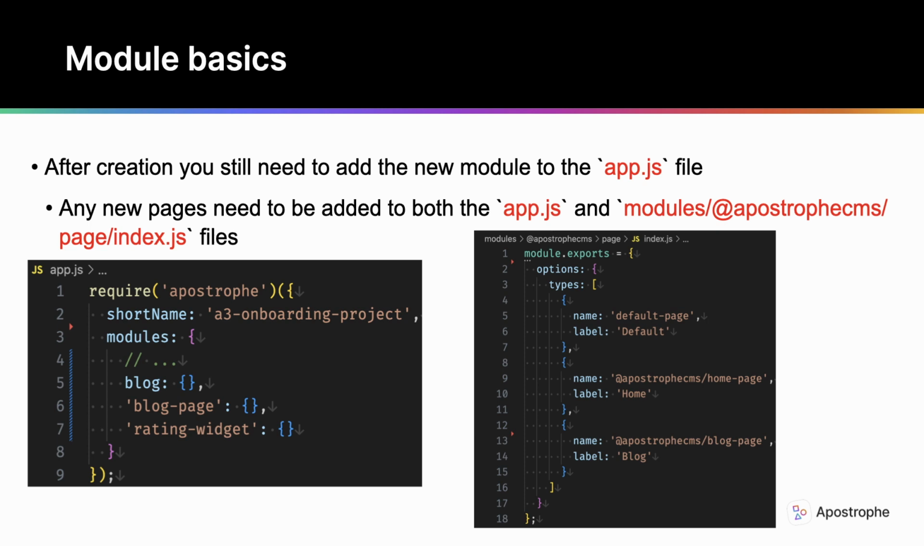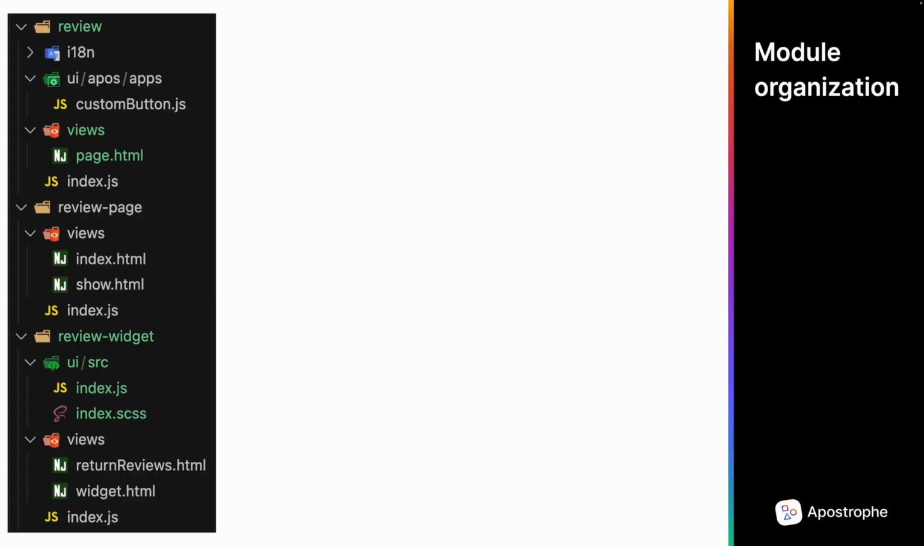The CLI tool does not alter the app.js or modules/@apostrophecms/page/index.js files. So you will also have to add your new module to the app.js, and if pages were also created, you also need to add those to the modules/@apostrophecms/page/index.js types array.